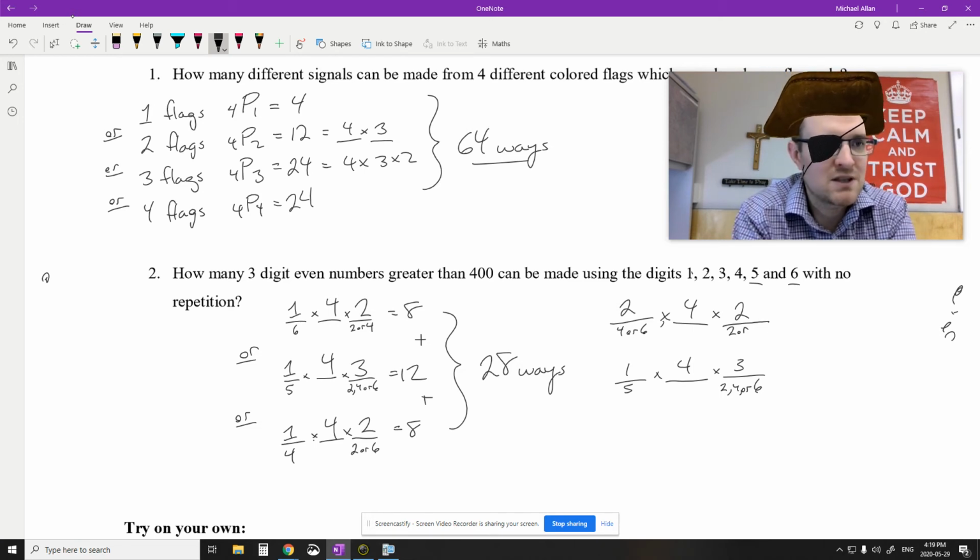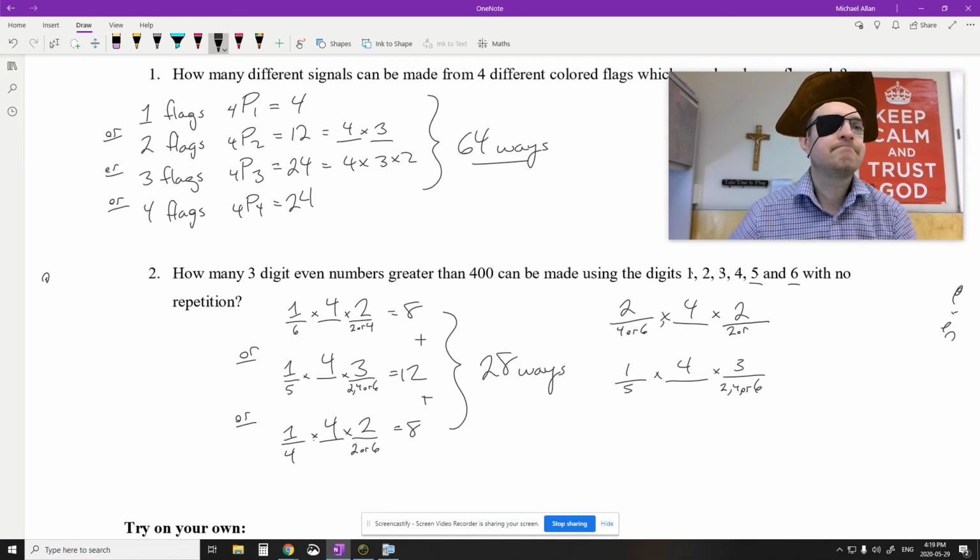And then you could put those together. It ends up being the same. 16 plus 12. Cool.